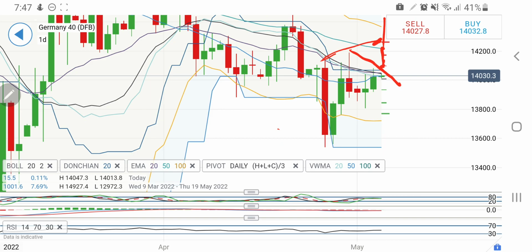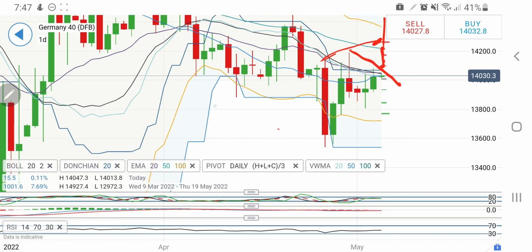And yes, on the downside, breaking 13950, one can expect a sharper drop towards 13900, 13800, and if it breaks 13800, one can remain bearish on Germany 40. We can see a sharper correction. So take your positions accordingly.